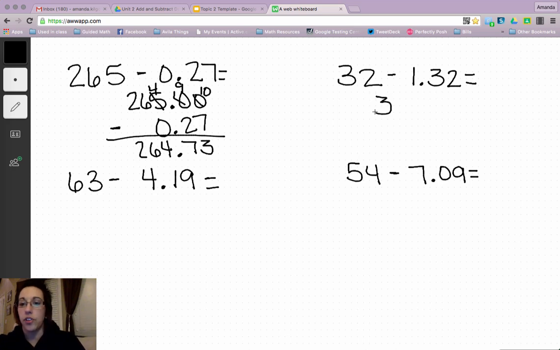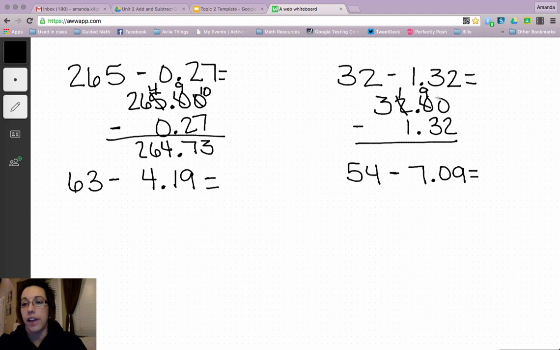Over here we have 32, add the decimal back in, 1 and 32 hundredths. Annex those zeros, subtraction, subtraction. 2 becomes a 1, 10, 9, 10, subtract 2 is 8, 9, subtract 3 is 6, 0, 3 comes down, decimal, decimal, decimal.